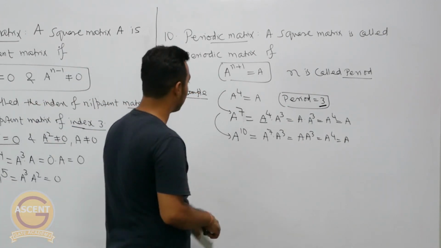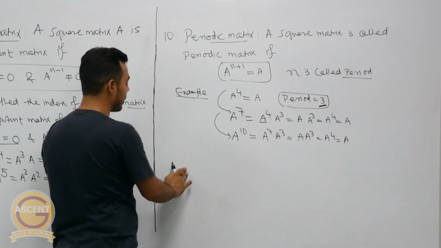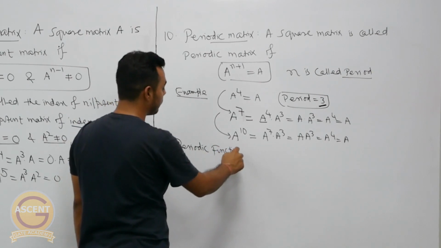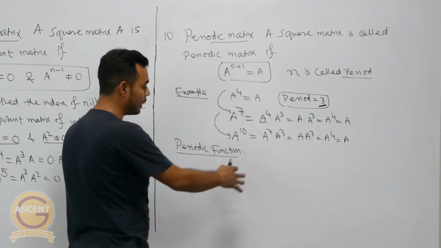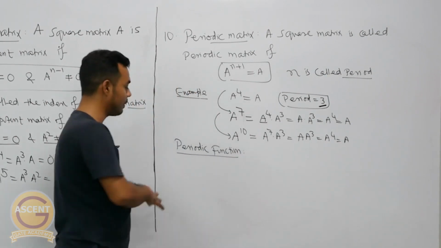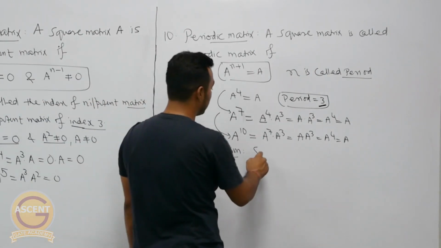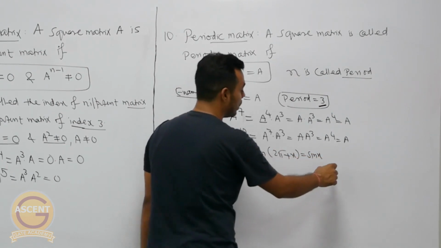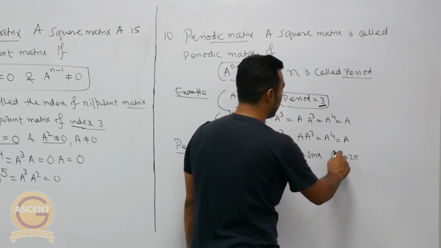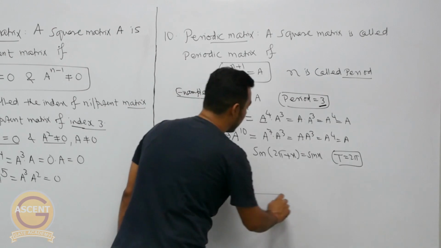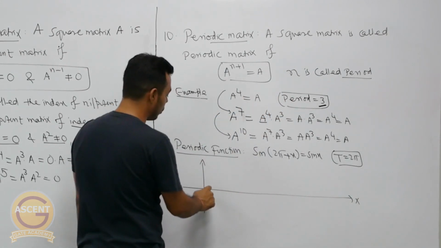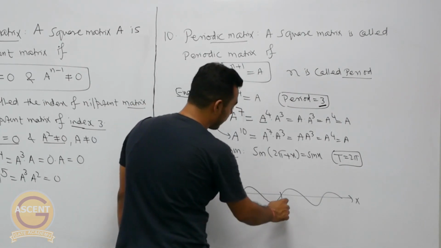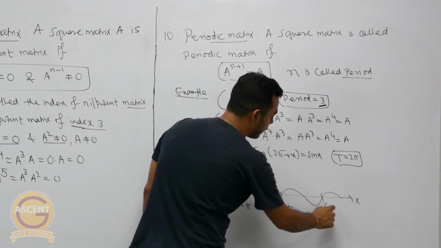Now this word is taken from the term periodic function. The meaning of periodic function is that if the graph of a function repeats itself after a certain interval of x, then we say that the function is a periodic function. So for example, we know that sin(2 pi plus x) is sin x. So this means sin x is a periodic function, and the period of this function is 2 pi. This means the graph of sin x will repeat itself after every 2 pi. So this is our graph of y equals sin x. This point will be 2 pi. Here you will have 4 pi, then you will have 6 pi, and so on.